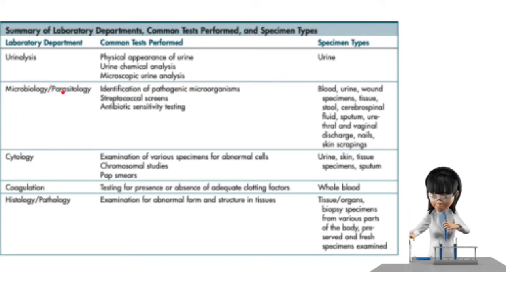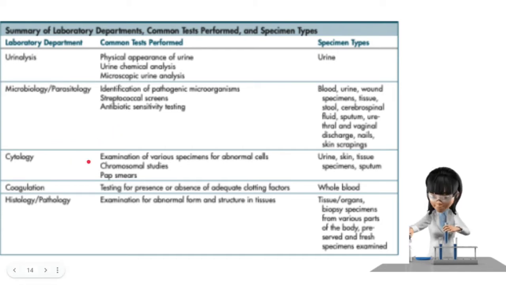Microbiology and parasitology, ito po, very broad po yung specimen types here. Marami siyang pwede. And in the microbiology and parasitology department, we can check for the identification of pathogenic microorganisms, streptococcal screens, antibiotic sensitivity testing, at marami pa pong iba. These are just the most common. Then, ito po yung mga specimen types. Halos lahat po ng ating blood samples, blood, body fluids, at kung ano man, pwede po yan dito sa ating microbiology. So, kung nasaan man ang infection sa'yo, pwede kang kuhanan dyan.